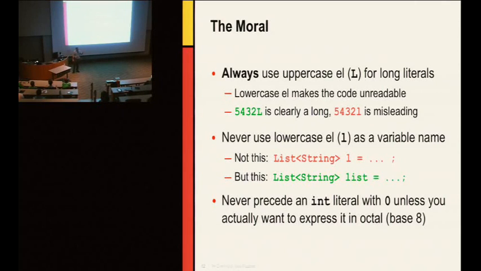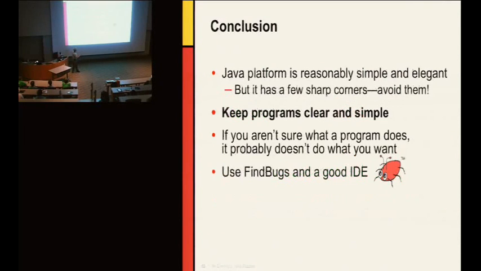And that brings us to the end of the regular part of our talk. So, to summarize, Java is still reasonably simple and elegant, though a lot less so than it used to be. And we're working on it, by the way. It's going to be even less so in the future. But for now, it's reasonably simple and elegant. It has a few sharp corners. Learn what they are and learn to avoid them. The best way to avoid them is to keep your programs short and simple. Because if you don't know what the program does, then it probably doesn't do what you want it to, right?